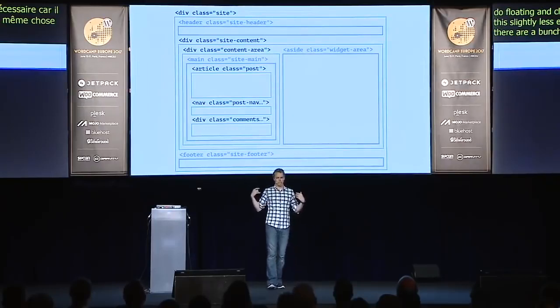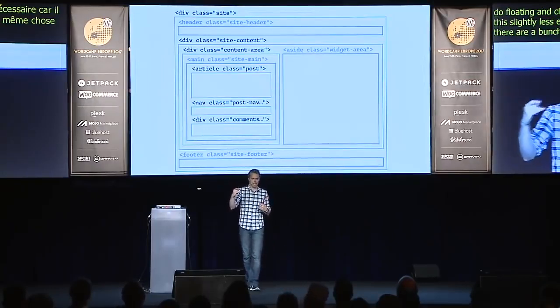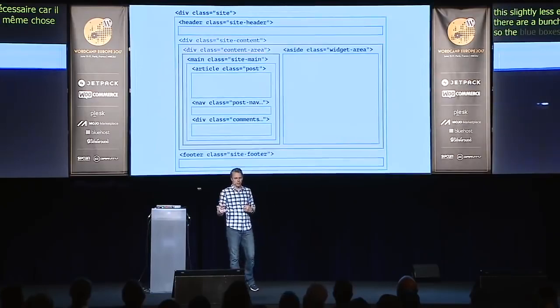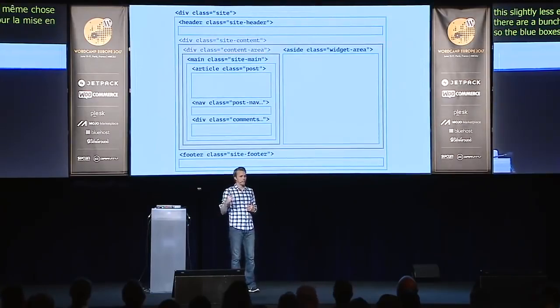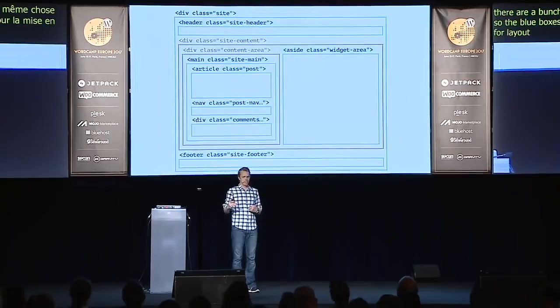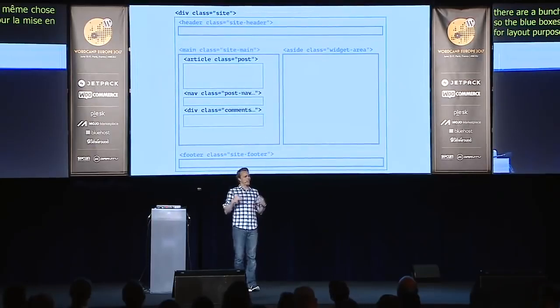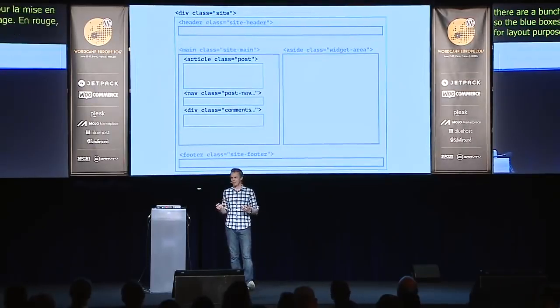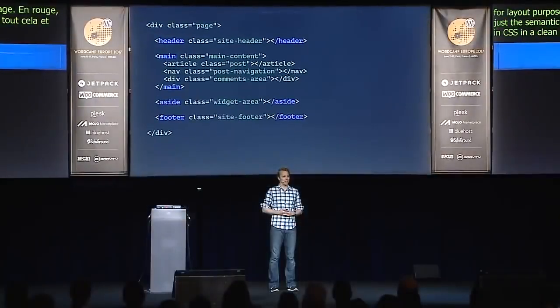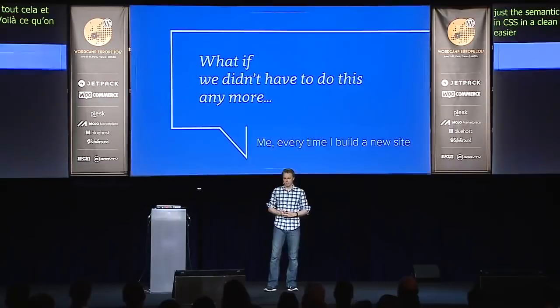So the blue boxes here are the header, the main, the aside, and the footer. The red boxes are there for layout purposes. So what if we could take all that extra cruft away, have just the semantic markup and nothing else, and then solve the layout problems in CSS in a clean and simple way? Instead of this layout, we'd have this, which is easier to read, makes way more sense.